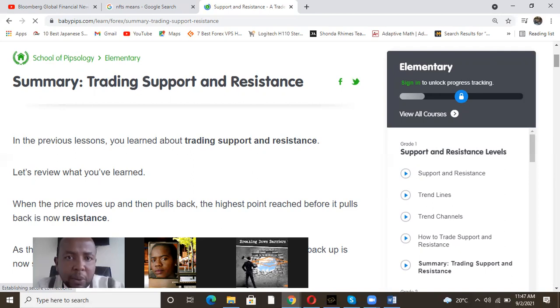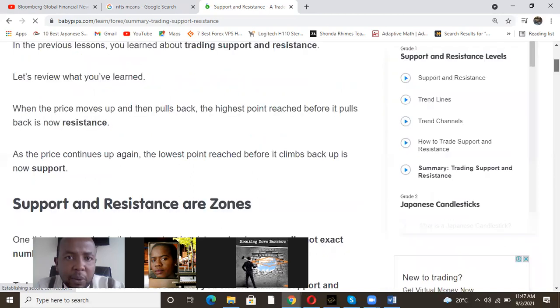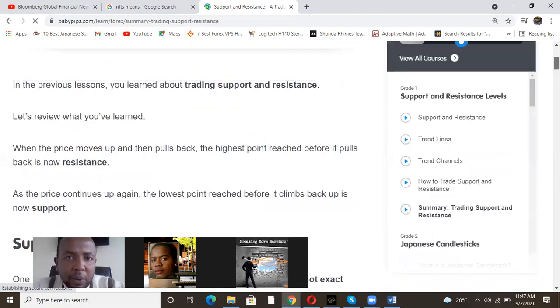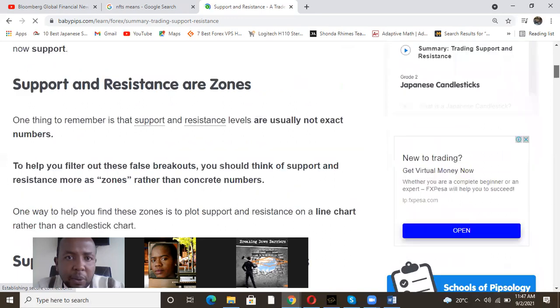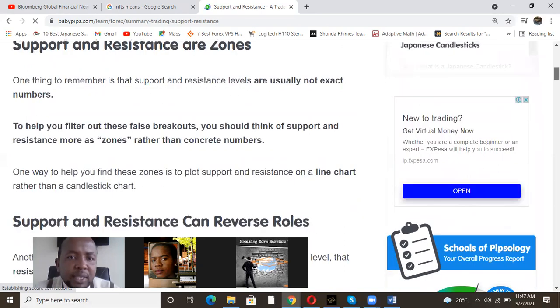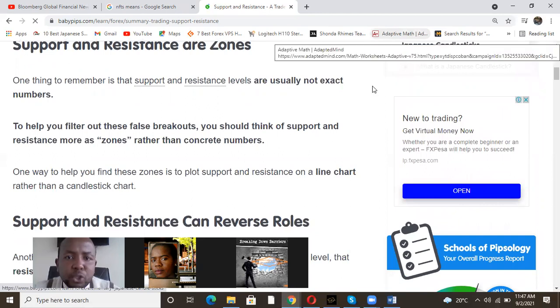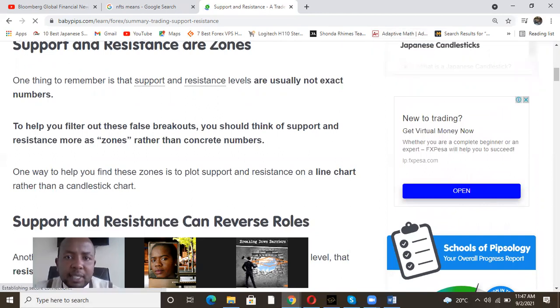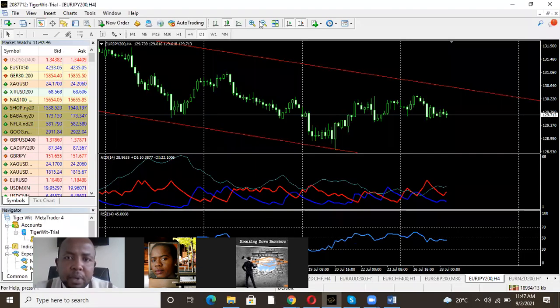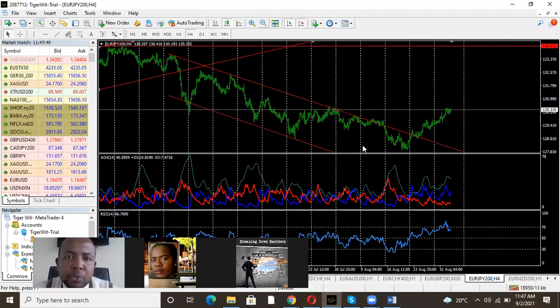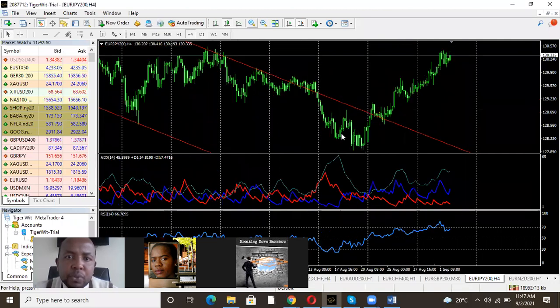So let's go back to a little recap of trading support and resistance. One thing to remember is that support and resistance levels are usually not exact numbers. To help you filter, you need to see them as zones. Those zones, mostly you see the market consolidating. Let me use the 4-hour chart, for example. If I use the 4-hour chart, then zoom out just a little, this point here is our consolidation. And you can see here is when the market broke out on this trend line and went up.